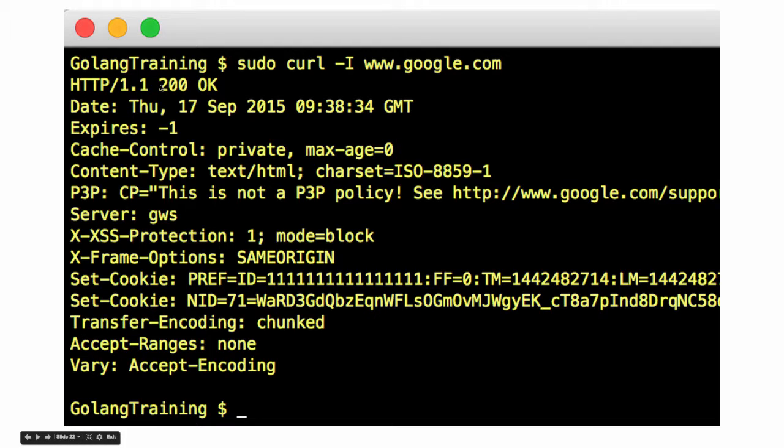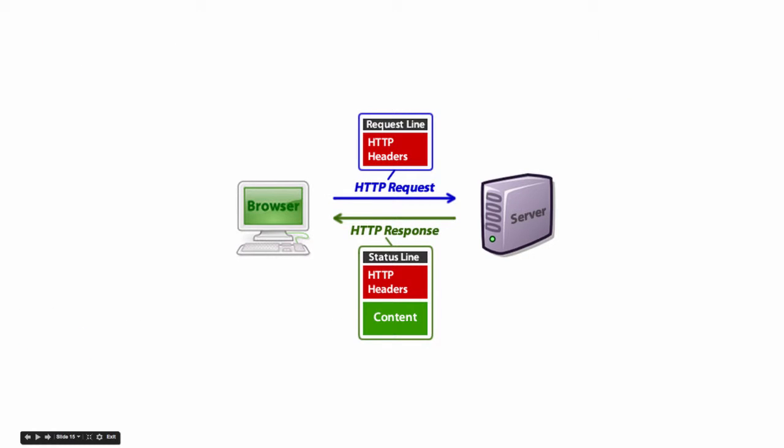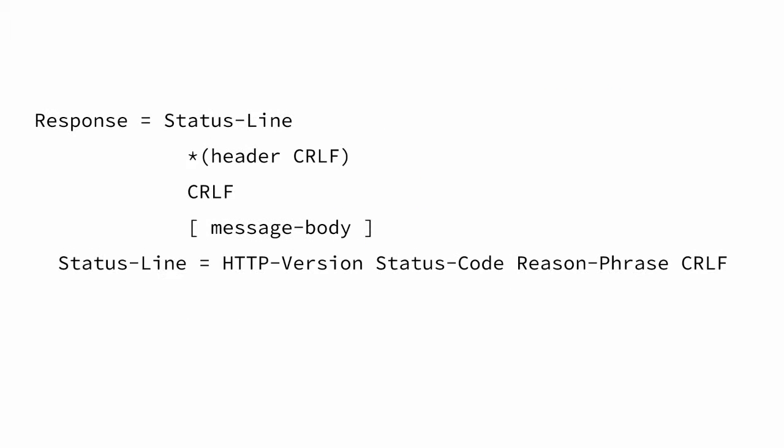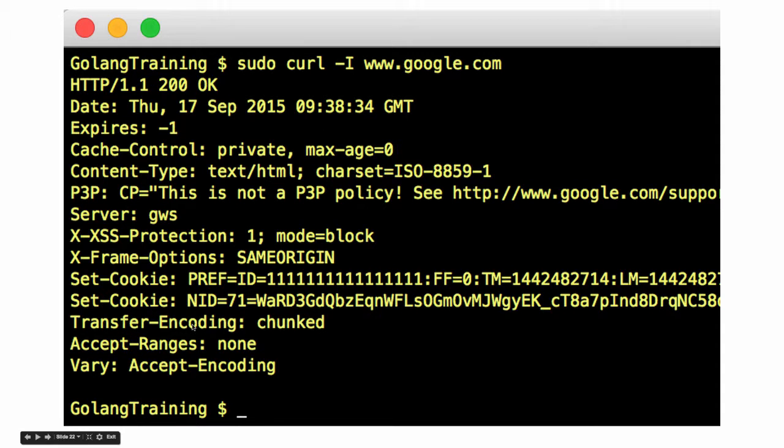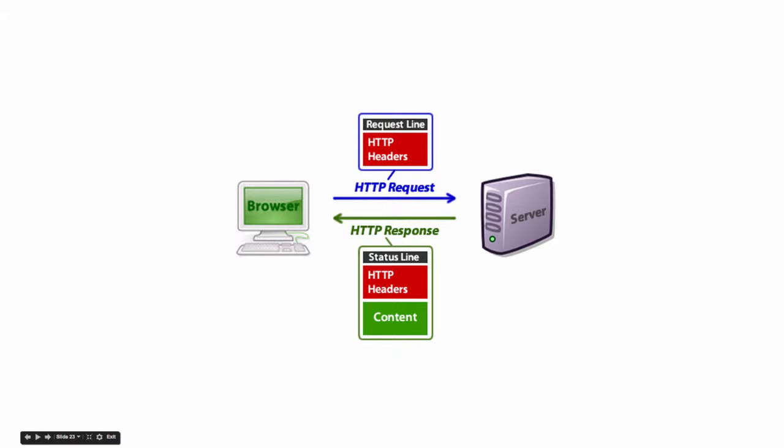So what's that part called right there? Status line, right? Request line, status line, there we go, status line. And then we have the headers beneath that. Oh, there it is. I had it right there.